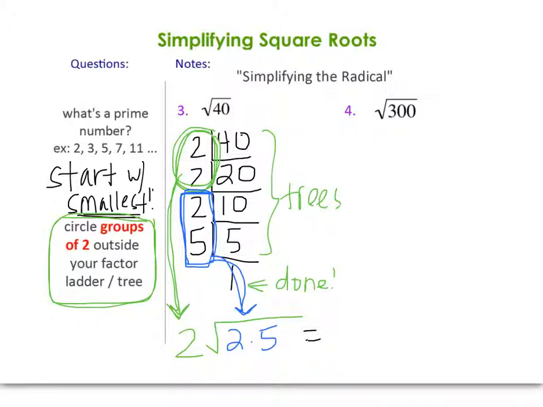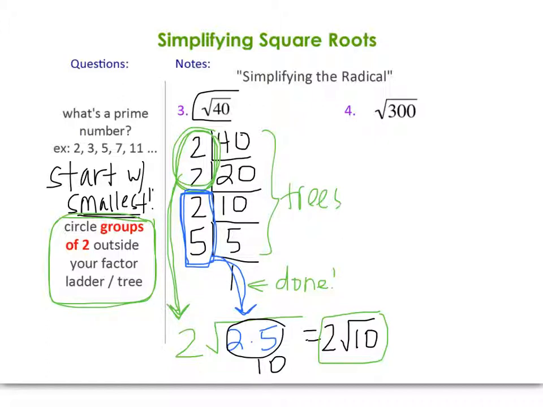What's 2 times 5? 10. So simplifying the radical of the square root of 40 gives me 2 times the square root of 10. So your answers are going to have square roots in them. They're going to look like that in the end. Typically, you're going to have a number on the outside of your radical and a number on the inside.